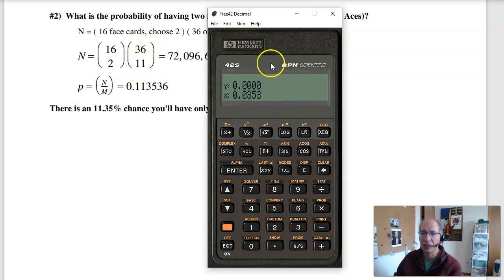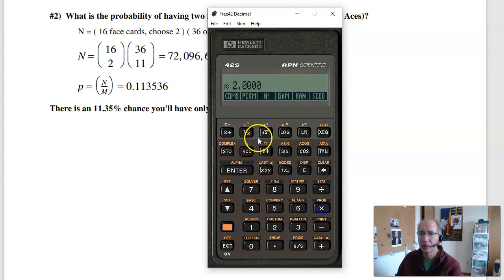And again, you can do that with your calculator. That would be 16 choose 2, 36 choose 11. Multiply together, 72 billion ways of doing that. Divided by 52 choose 13. 11% chance that you only have 2 face cards in your hand.